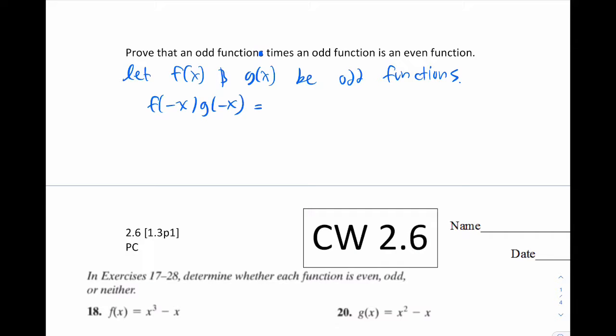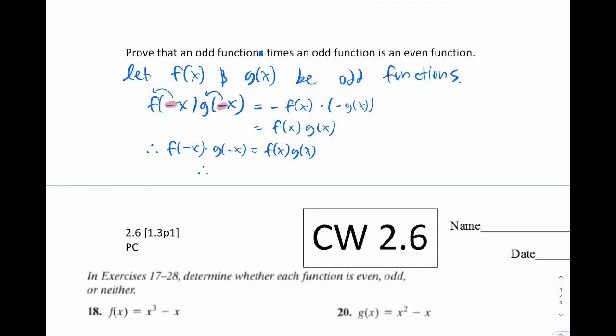Now we're going to think about what it means to be an odd function. If it's an odd function, that means these negatives can be taken out. So I can write negative f of x times negative g of x. And if the negatives are out, that means they will cancel out. Now look at what we just did. We just proved that f of negative x times g of negative x is f of x, g of x. And that is the definition of even. Therefore, the function f of x, g of x is even. And you've proved it.